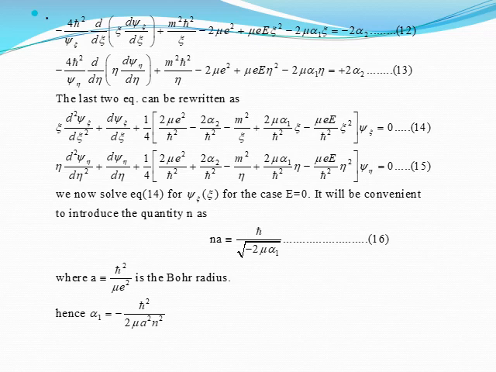We now solve equation 14 for psi as a function of xi for the case E equal to 0. It will be convenient to introduce a quantity n as na equals h cross over square root of minus 2 mu alpha 1. Equation 16, where a represents the Bohr radius, that is equal to h cross square over mu e square, and alpha 1 is equal to minus h cross square over 2 mu a square n square.